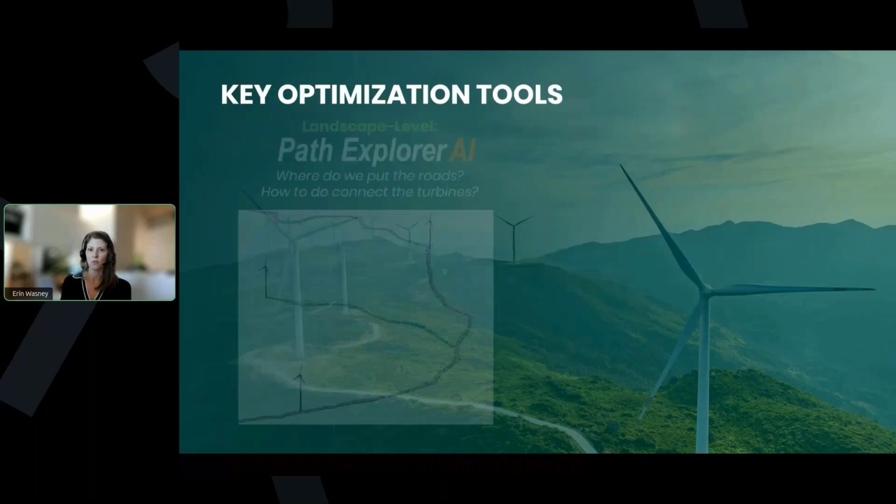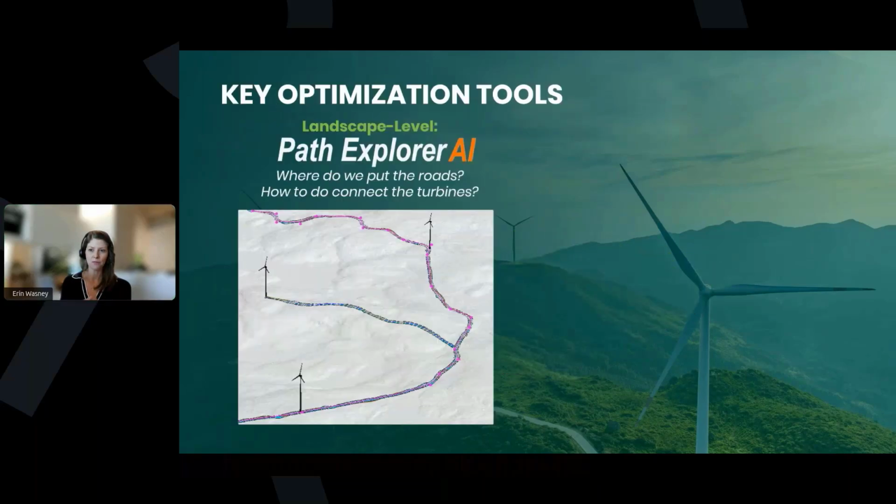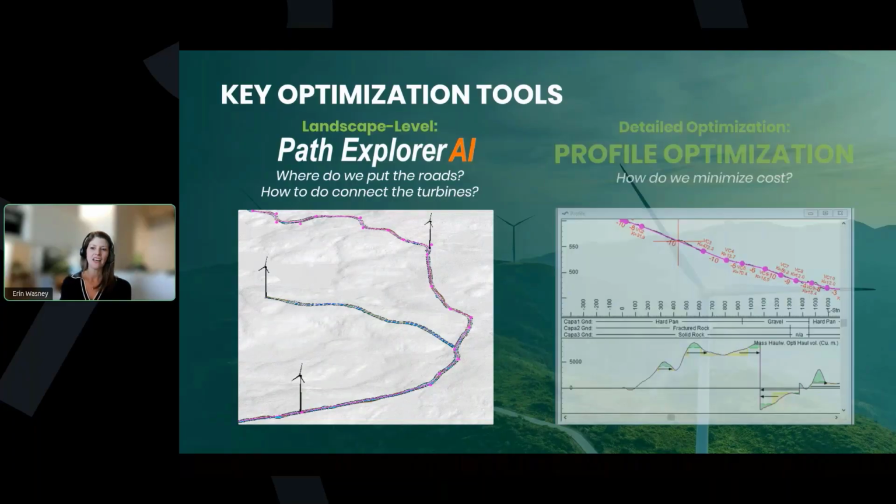And again, it does so with those 2 key optimization tools. Path Explorer AI is going to figure out, at the landscape level, where we put the roads and how we connect the turbines or the points. And then profile optimization really looks at minimizing cuts, fills, movement costs, balancing your earthworks, and you can typically get a 10 to 30% reduction in subgrade costs just with that step alone.